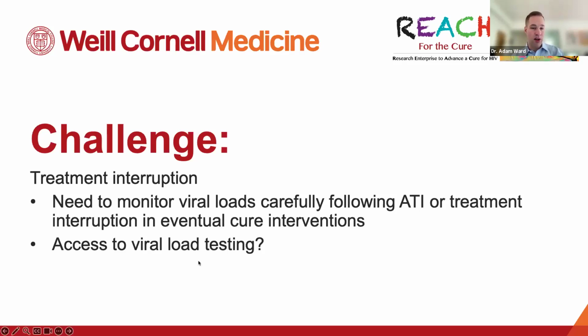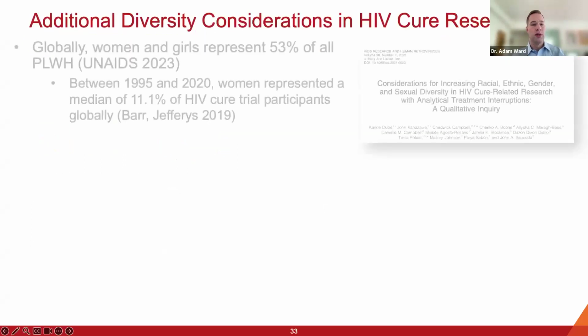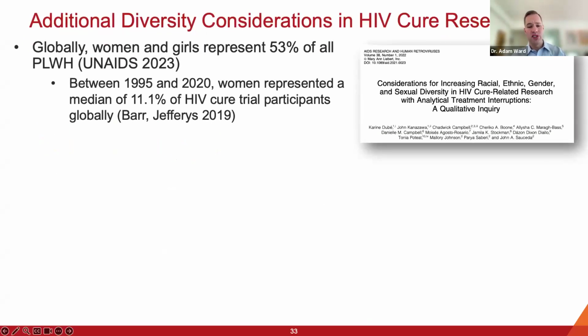There is encouraging progress on this, such as point of care, at-home testing modalities, but this really needs to be scaled up and expanded when we think about the implementation aspect of HIV curative interventions, which is down the road. So I also want to go over some additional diversity considerations in HIV cure research.